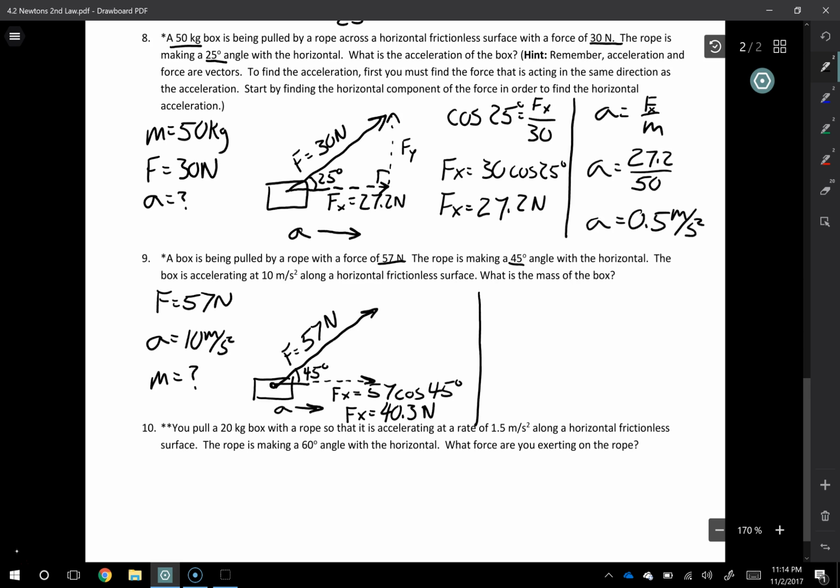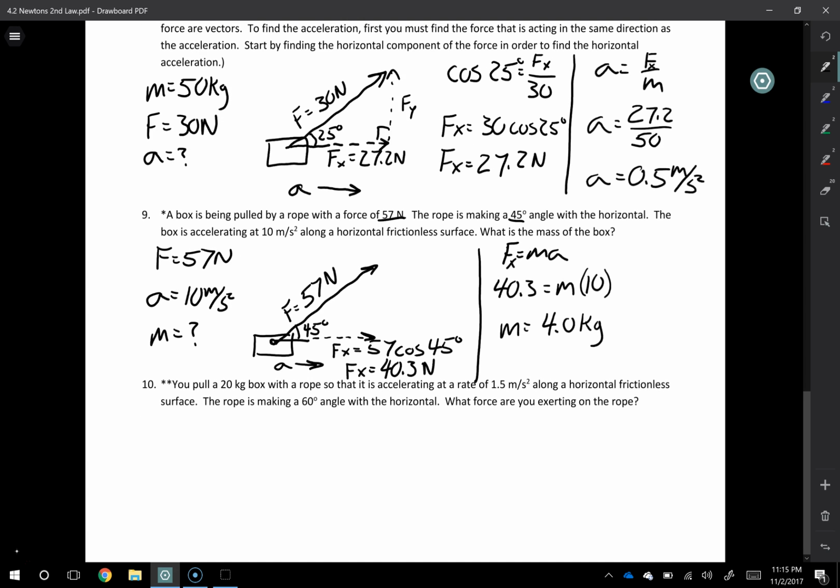Now we're ready to do our calculation. We're looking for the mass, not the acceleration, right? We know this. So we could just do F is equal to ma. So 57 is equal to the mass times, I almost did it. I did it. I plugged in the wrong force. It's the x component, ma. This is the x component. So this is 40.3 newtons is equal to the mass times 10. Hopefully you caught that. You're like, what the heck? Why is he doing that? All right, so the mass is equal to a little over 4 kilograms, 4.03 kilograms.